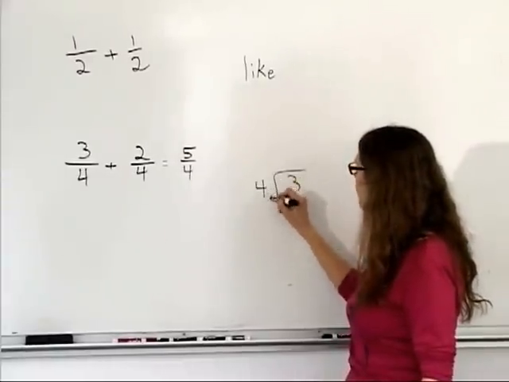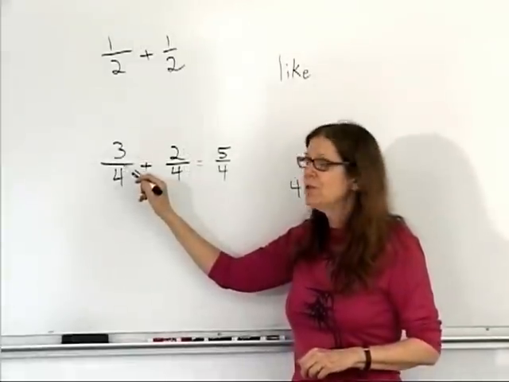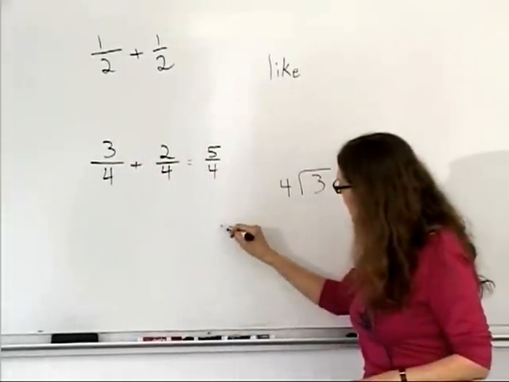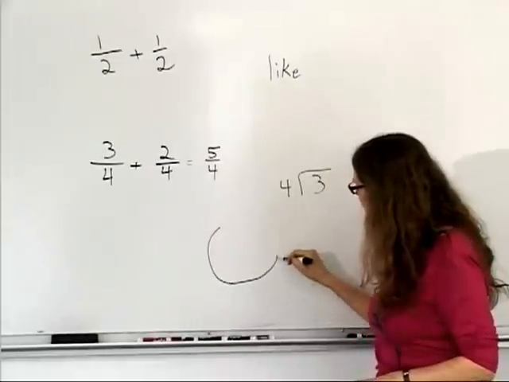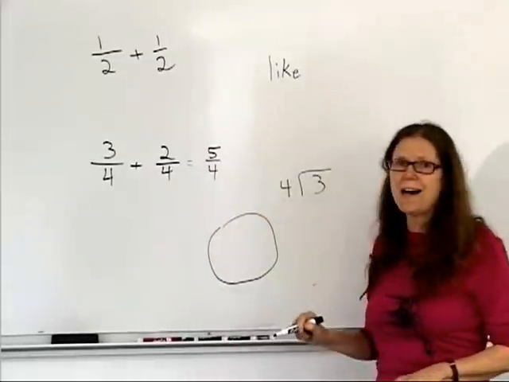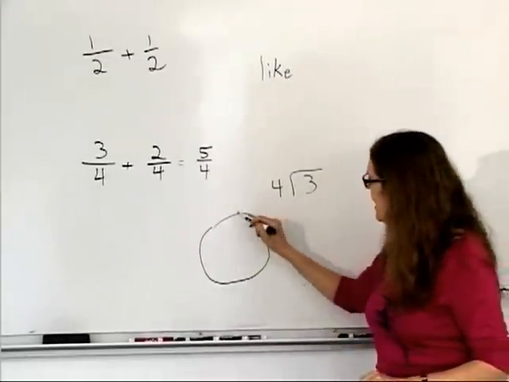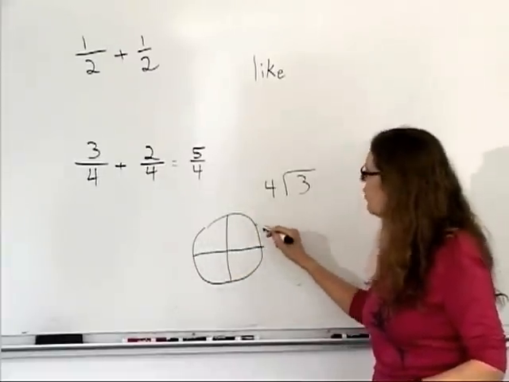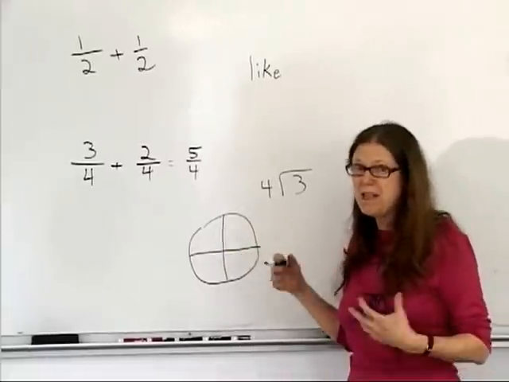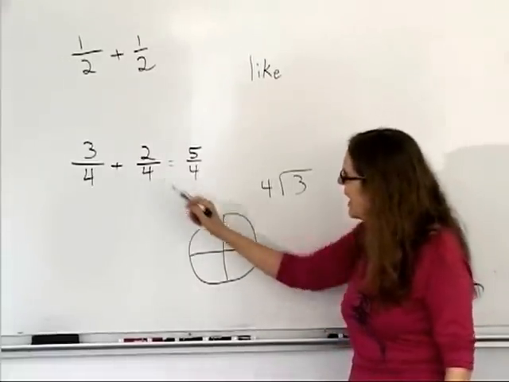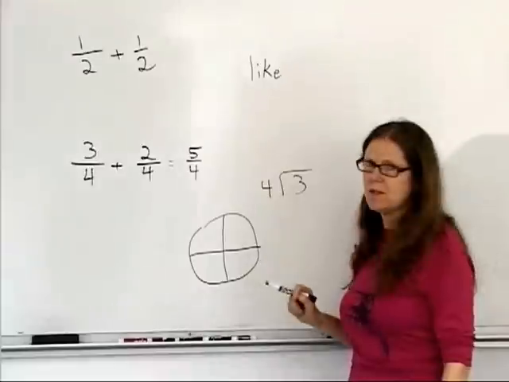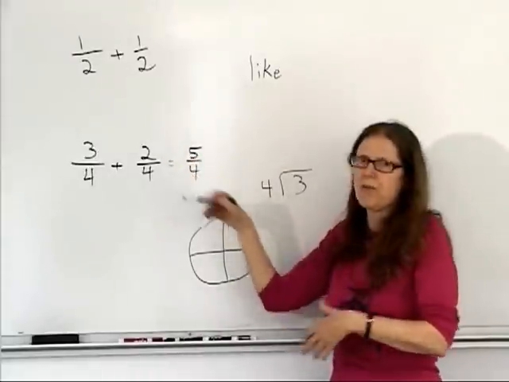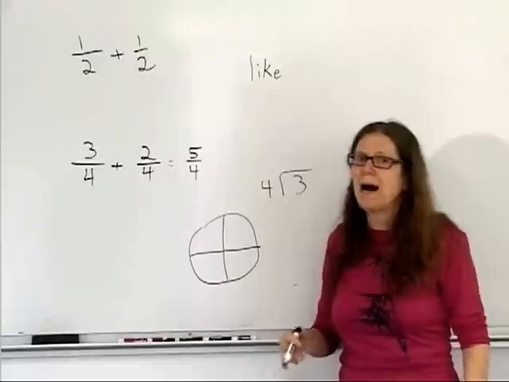Another thing that you can do here to understand this is to picture that you have, let's say, a pie, a pizza pie, an apple pie, whatever, and you have it divided into fourths, 4 even set pieces. And you've got 3 of those pieces. And you're adding to it 2/4 from, say, another pie.